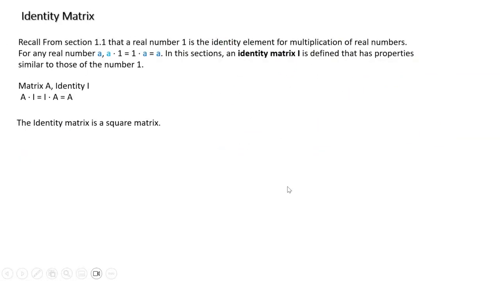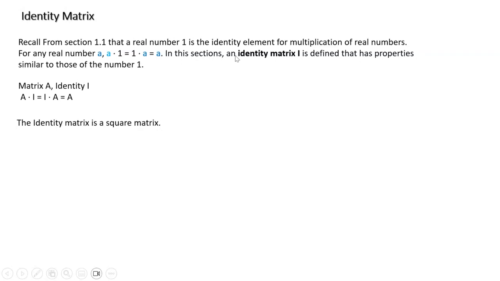Okay, now, this is called the identity matrix. Recall from section 1.1 that a real number 1 is the identity element for multiplication of real numbers. For example, 1 times any number will give you the same number. And here's what I put here. For any real number A, A times 1 is the same thing as 1 times A, which will give you A.